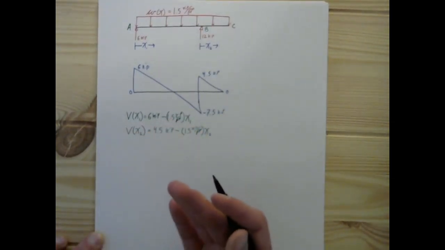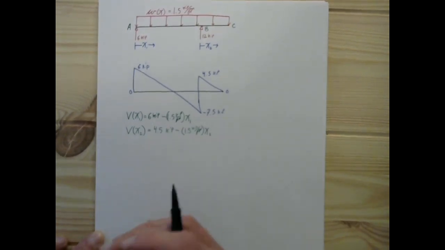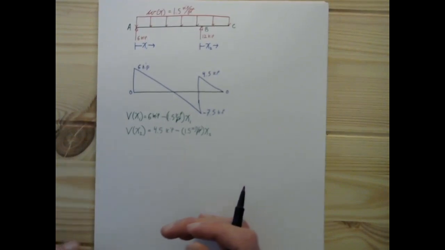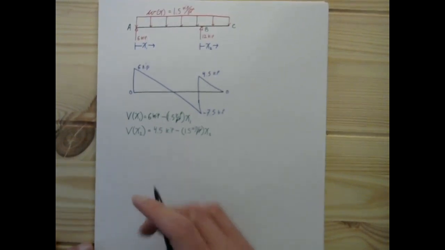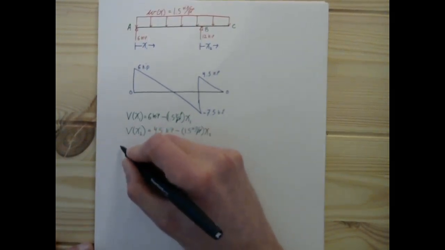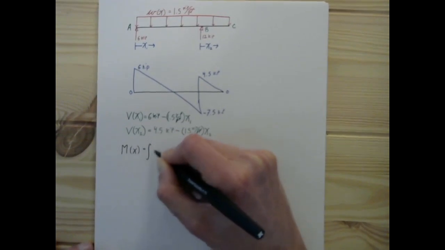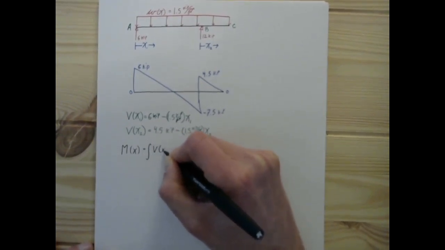Now, because we want to find the rotation and the deflection, we're just going to keep integrating, more or less. So we want the moment, and the moment is the integral of the shear function.